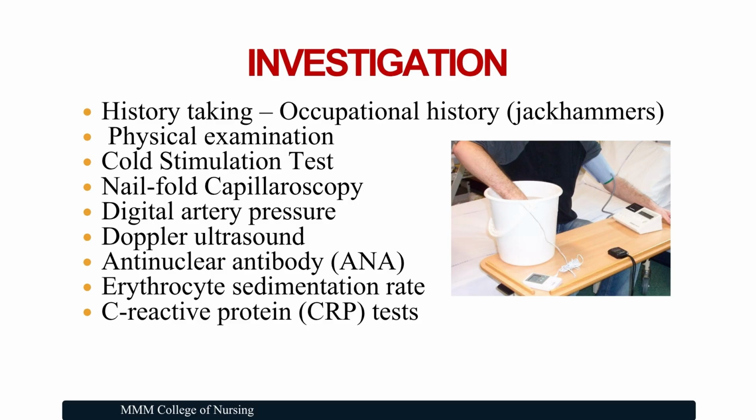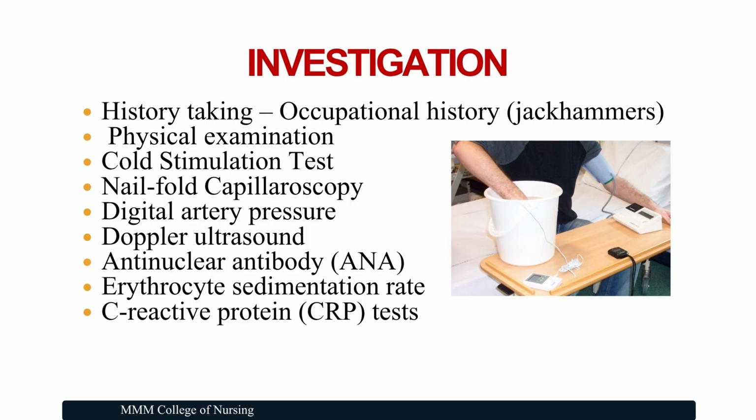Next one is a very important test, that is a cold stimulation test. This is a simple and direct test. You expose the patient's hands to cold water and watch whether the characteristic color changes are triggered. It reproduces the attack in a controlled clinical setting. Next one is nail fold capillaroscopy. It is done using a microscope to look at the tiny capillaries at the base of the fingernails. In secondary Raynaud's, particularly in scleroderma, these capillaries look abnormal. They are enlarged and irregular. This is actually a very specific finding.